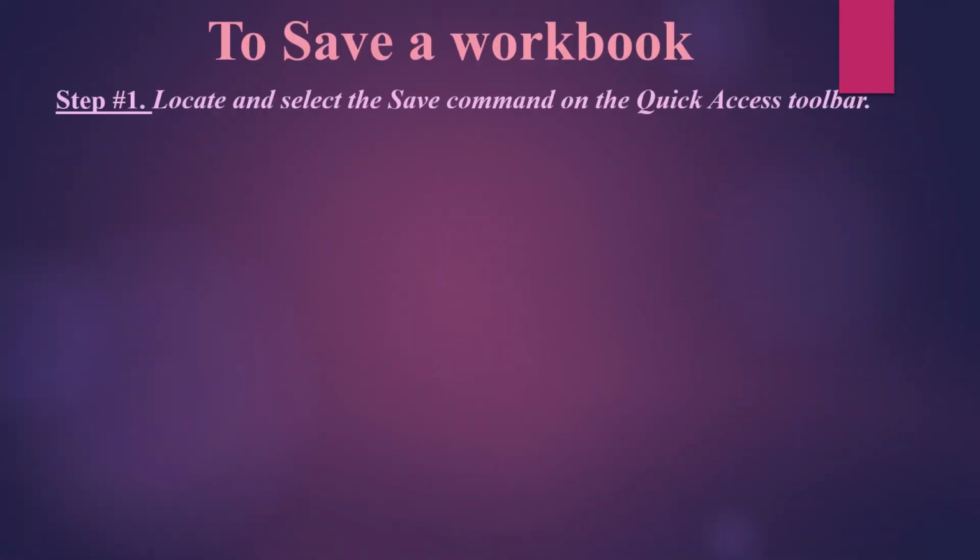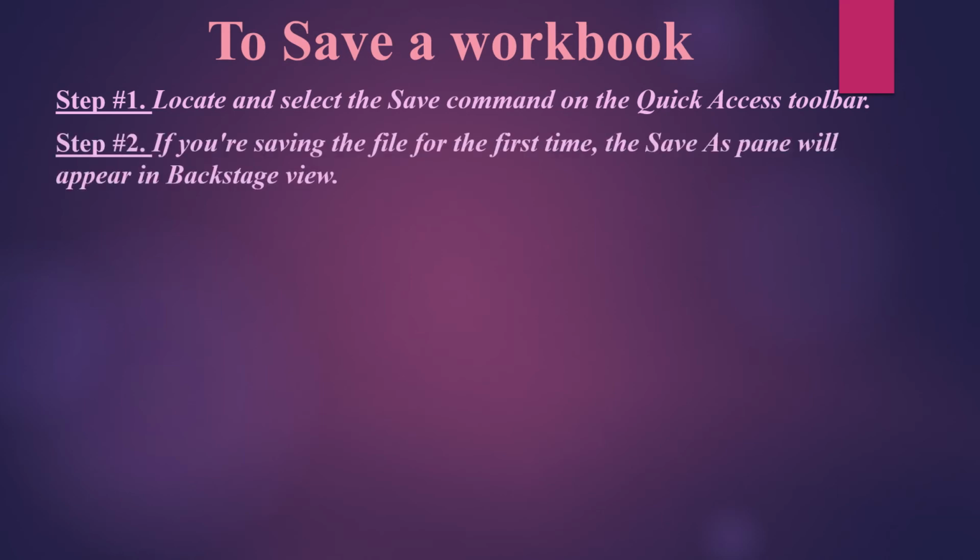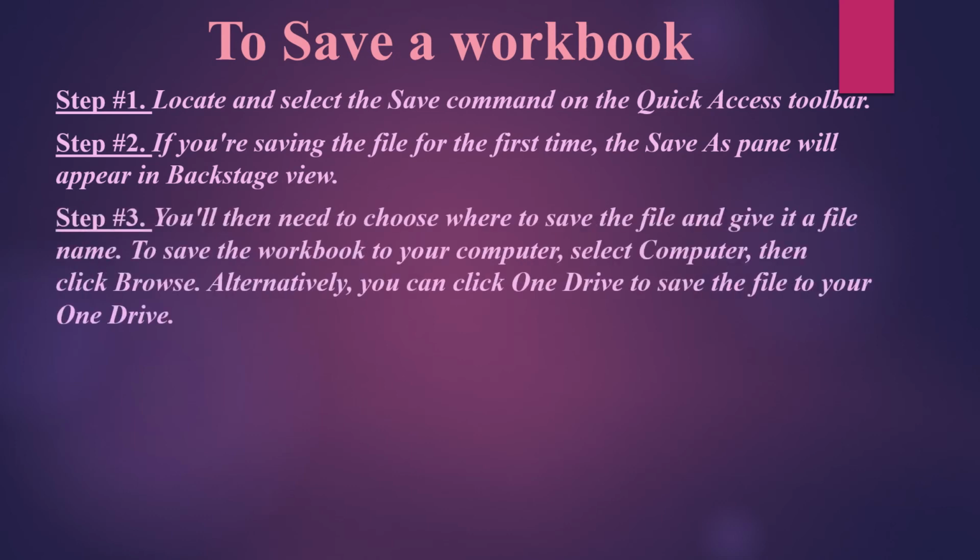Now, how to save a workbook. And the steps are: step number 1, look at and select the Save command on the quick access toolbar. Step number 2, if you are saving the file for the first time, the Save As pane will appear in the backstage view. Step number 3, you will then need to choose where to save the file and give it a file name.